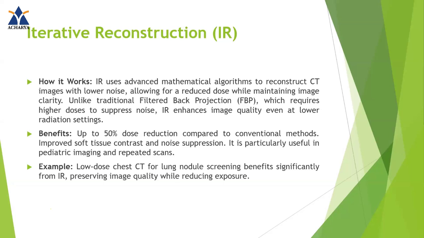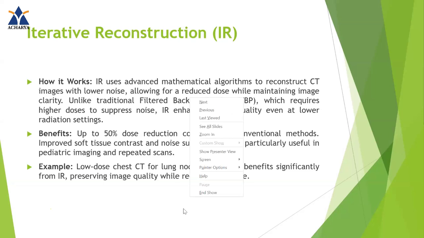Iterative reconstruction can also be used in low dose CT scans, especially for high-risk individuals for lung cancer. Patients can undergo a low dose CT scan of the thorax, which allows detection of any small pulmonary nodules present in the initial stages of malignant cancer development. So when iterative reconstruction is used, it also preserves the image quality while reducing the radiation exposure.